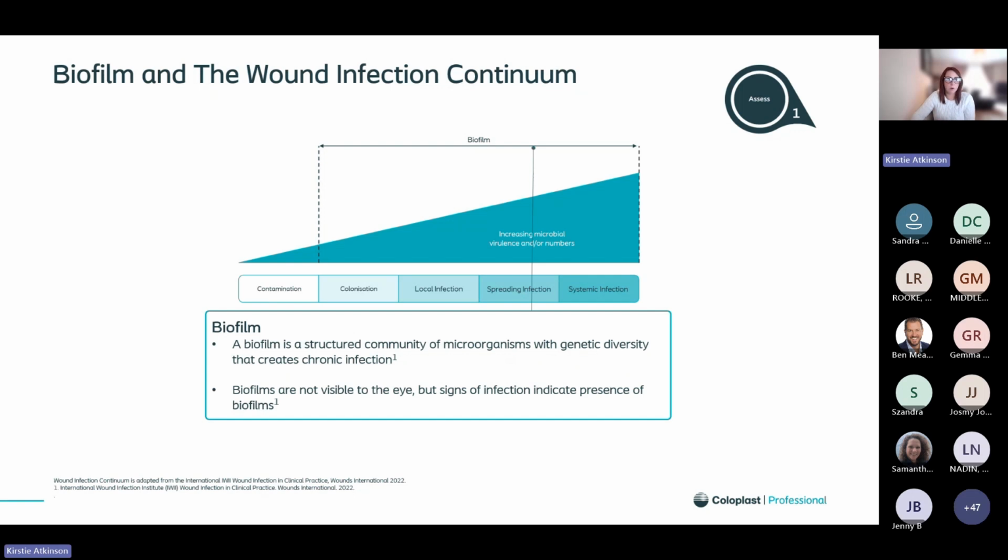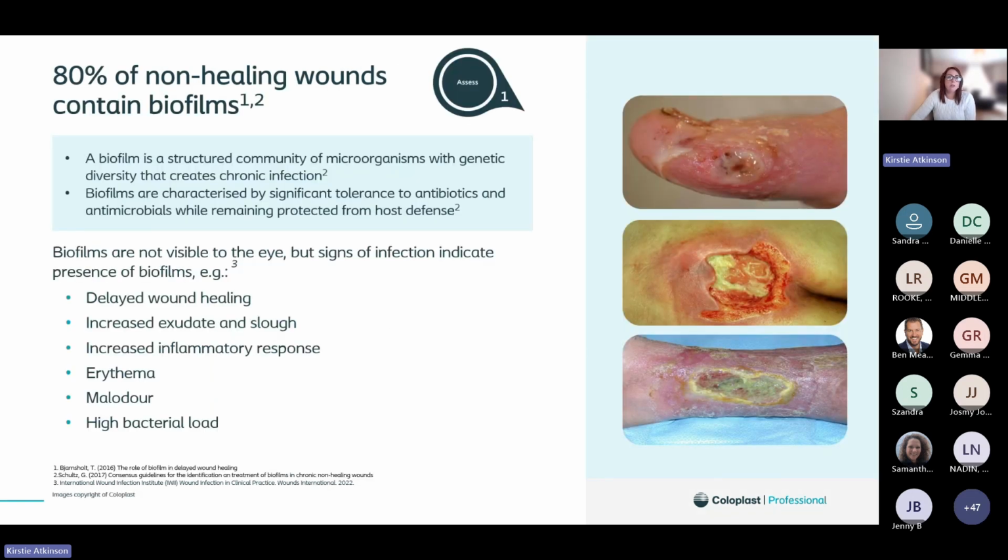And as I said, over from colonization, you need to be mindful of biofilm formation so that they can be treated appropriately. And a biofilm is a structured community of microorganisms with genetic diversity that create chronic infection. They're categorized by their significant tolerance to antibiotics and antimicrobials while remaining protected from the host response. So it's like a shield that goes over the wound that stops anything from penetrating it. And it makes it really difficult for the products to be able to take effect on the wound and treat the wound.